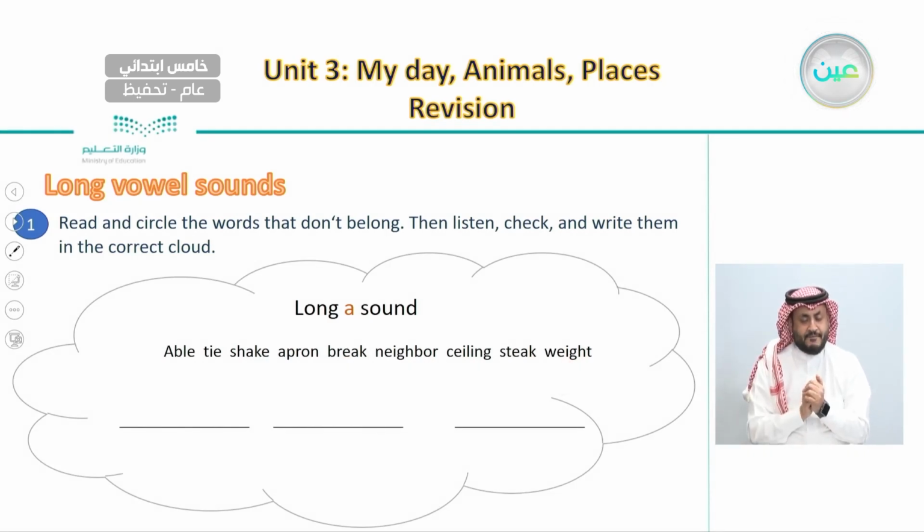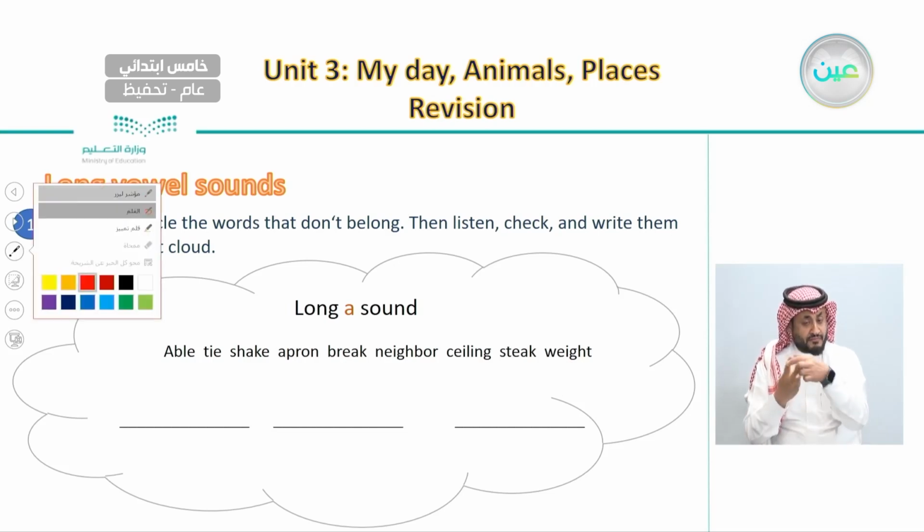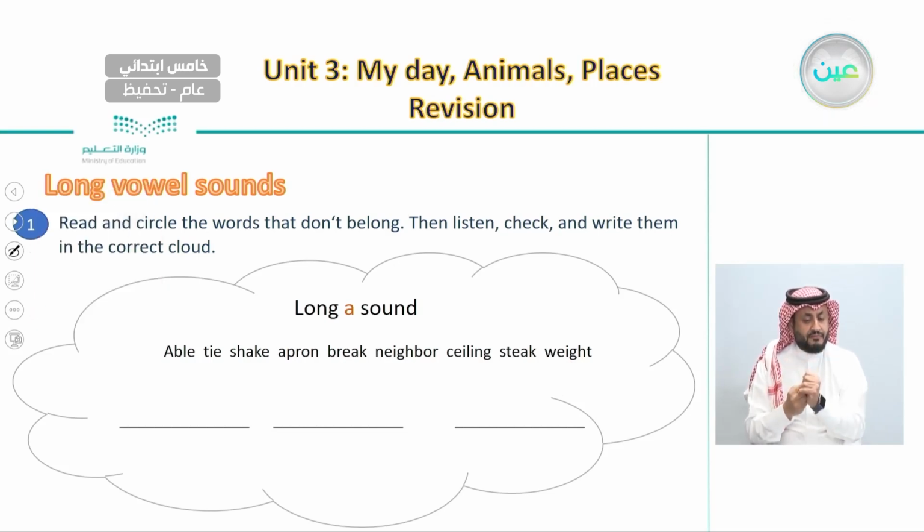So here we have words that do not belong to this sound. We have able, tie, shake. Here tie does not belong to this sound. Able, shake, apron, break, neighbor are fine, but ceiling does not belong to this sound. And then we have steak and wait.